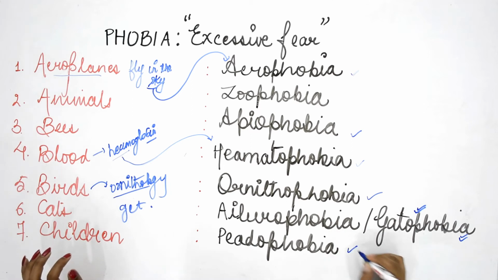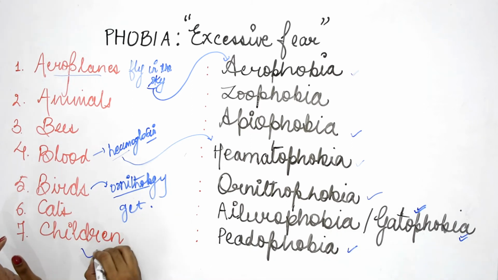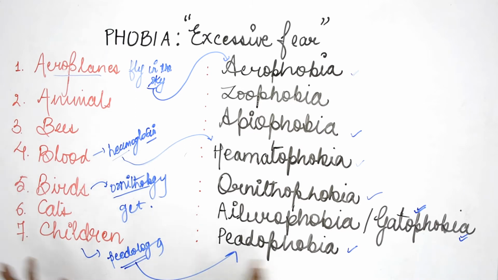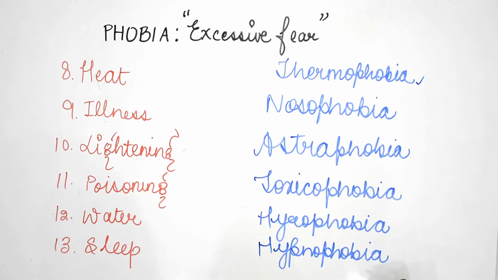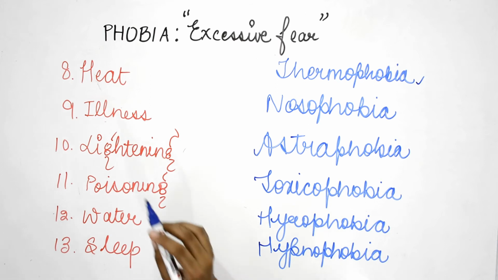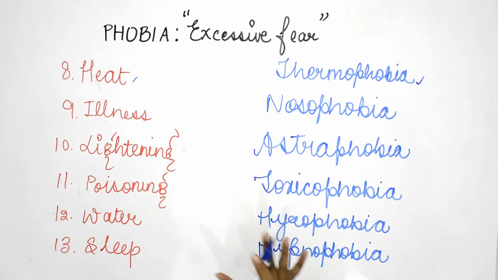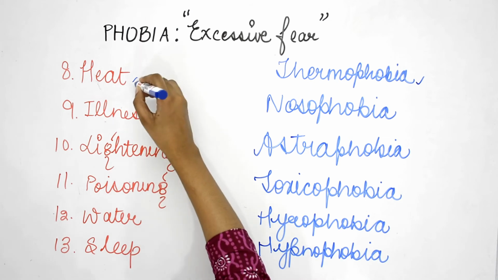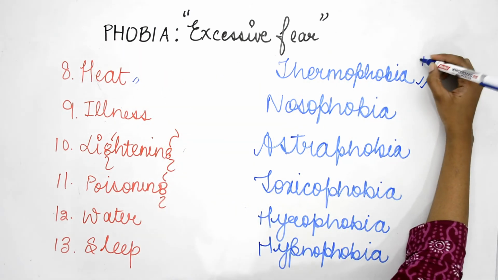The next word is pedophobia. Okay, here also you need to remember that the study of children is known as pedology. So we can easily remember pedophobia by connecting pedology. Therefore, the fear of children is known as pedophobia. So the next word is thermophobia. Thermophobia is the fear of heat. Whenever we get sick, we use a thermometer to measure the temperature of our bodies. So we can easily remember the fear of heat as thermophobia from the word thermometer.